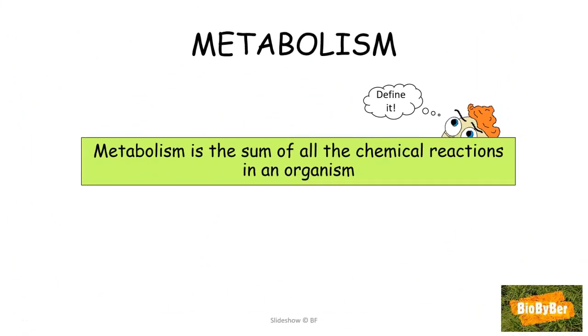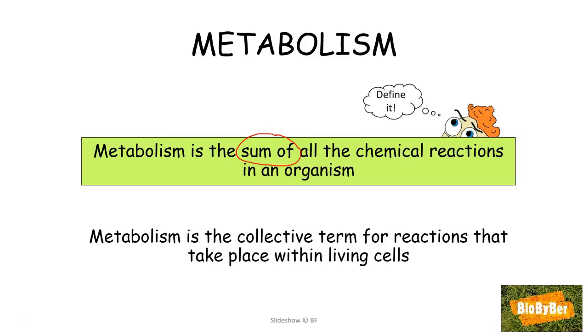Metabolism. Well, the definition of metabolism is that it is the sum of all the chemical reactions in an organism. The sum or the total, or in other words, all the chemical reactions that go on in a living organism. It is the collective term for reactions that take place in living cells. These chemical reactions involve growth, movement, response to stimuli, reproduction, and of course, respiration and photosynthesis.